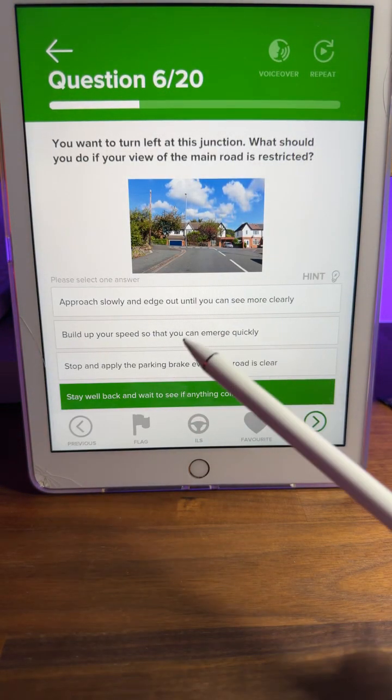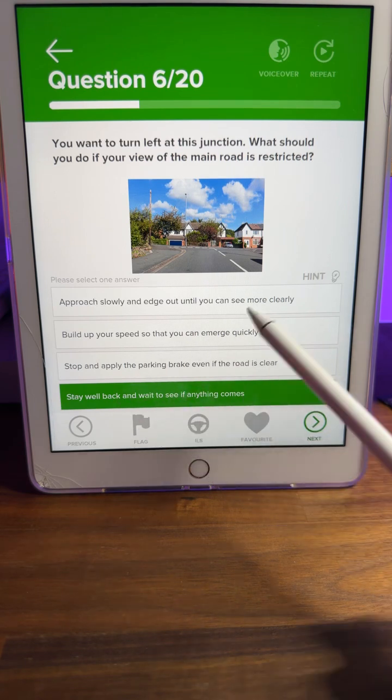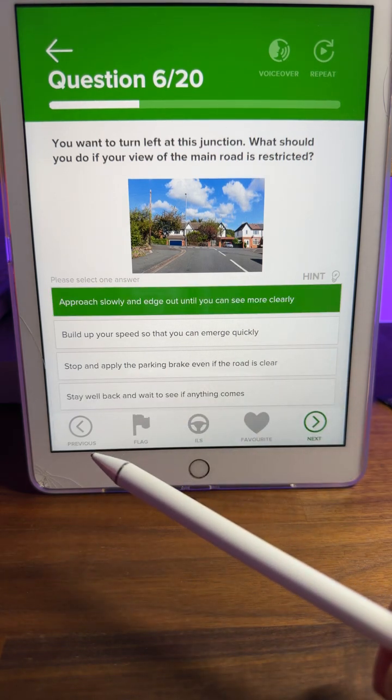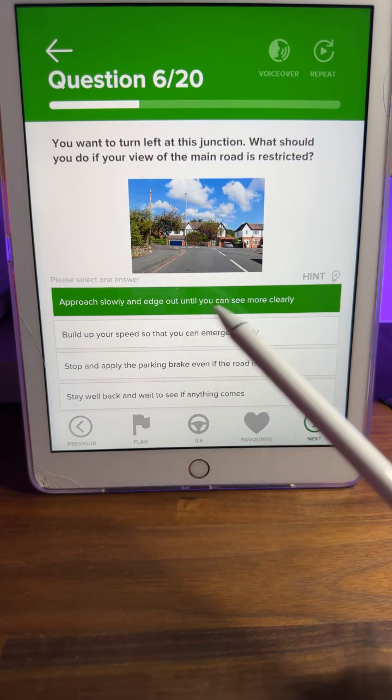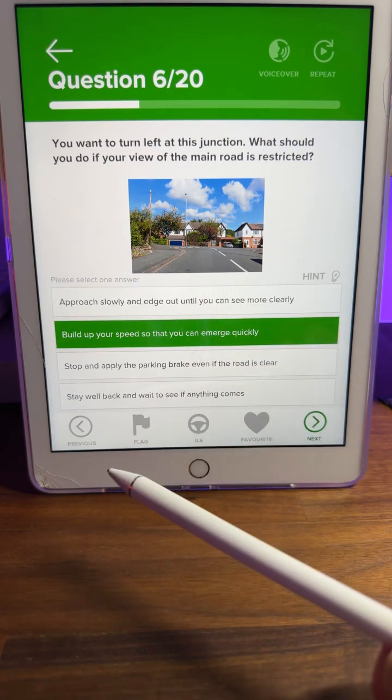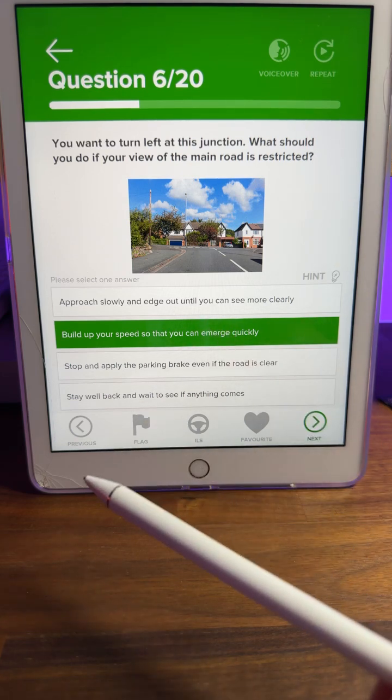Okay, right. So, what should you do if your view of the main road is restricted? Let's look at A. Approach slowly and edge out until you can see more clearly. Well, that makes common sense, doesn't it? That makes common sense, and it would be the safest option. Build up your speed so that you can emerge quickly. No, that's dangerous.